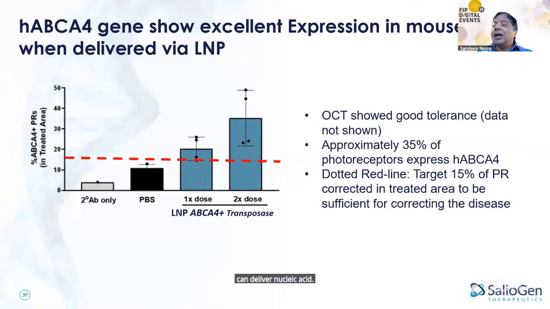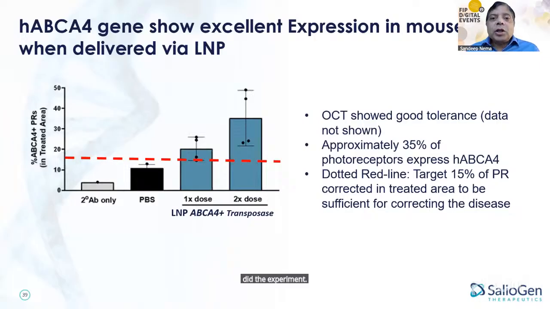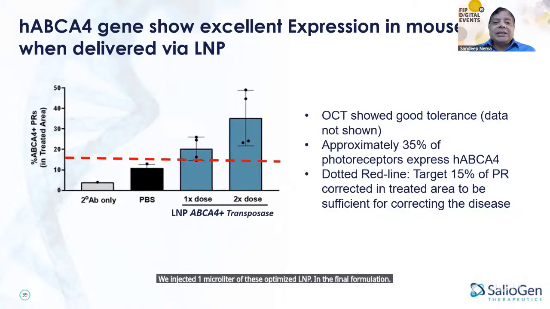Finally, after characterizing and selecting the best lipid nanoparticle, we did the experiment in an ABCA4 knockout mouse model. We injected 1 microliter of these optimized LNP in the final formulation. And then this was done at 2 different doses to see the impact of those.